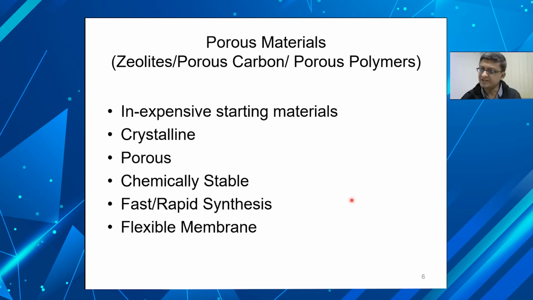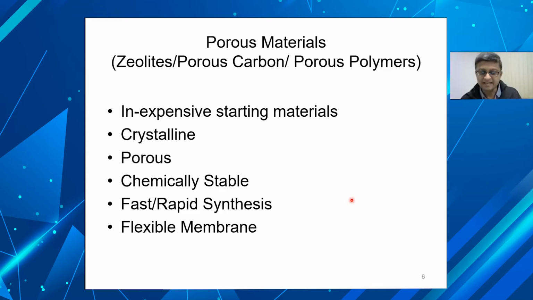So what should be the feature of any material for sale? If it has to come to the market, it has to be, first of all, inexpensive. It has to be cheap. Otherwise, who will buy it? If your shirt were, let's say, 1 crore rupees, we would all be roaming around without shirts or any clothes, right? So porous materials.